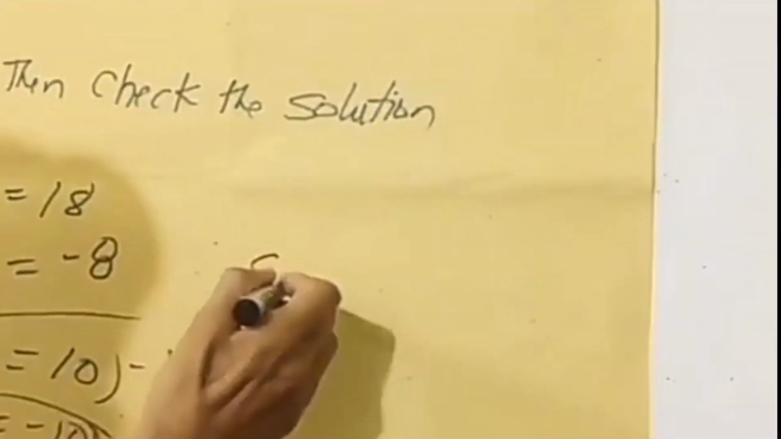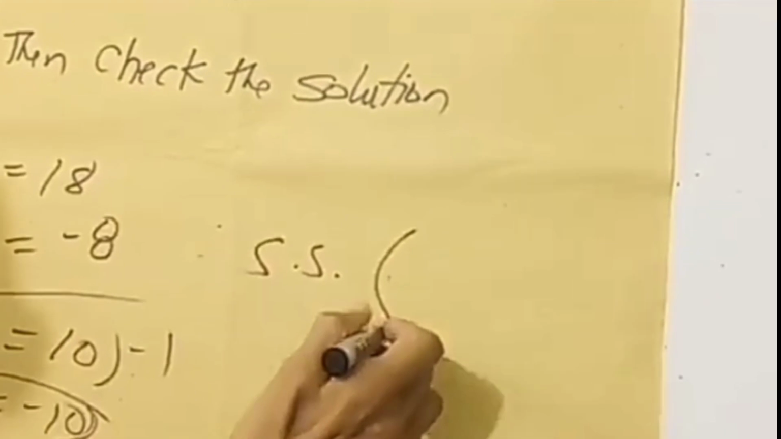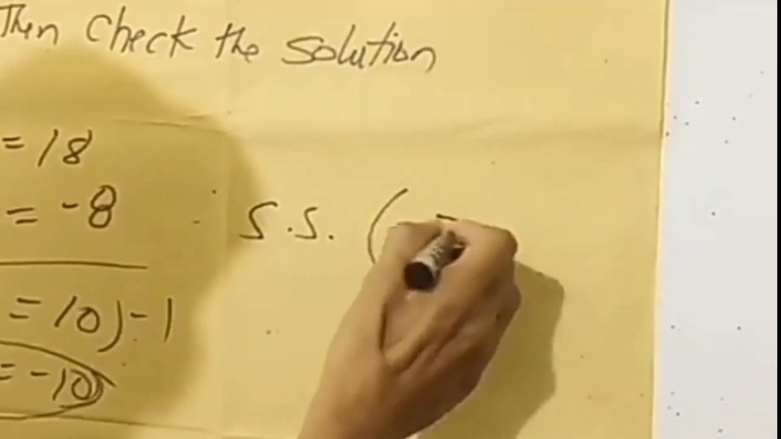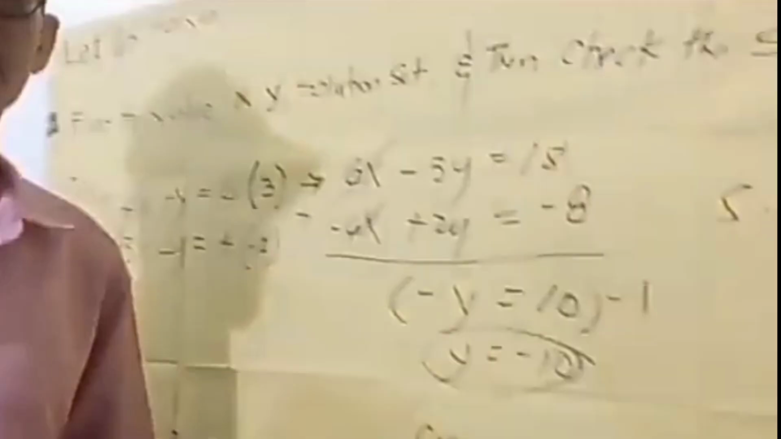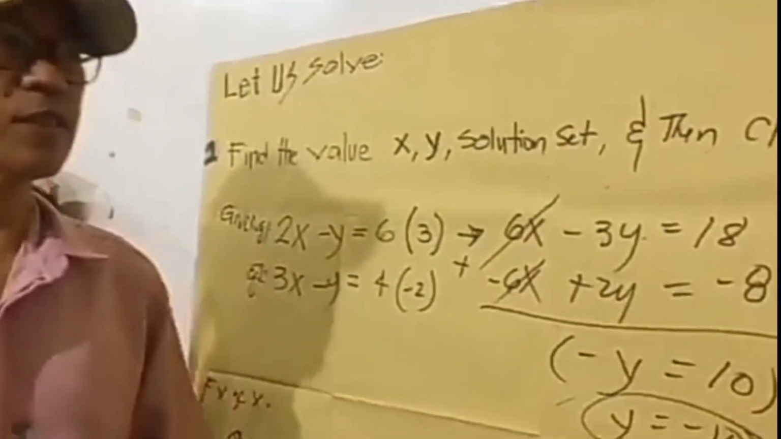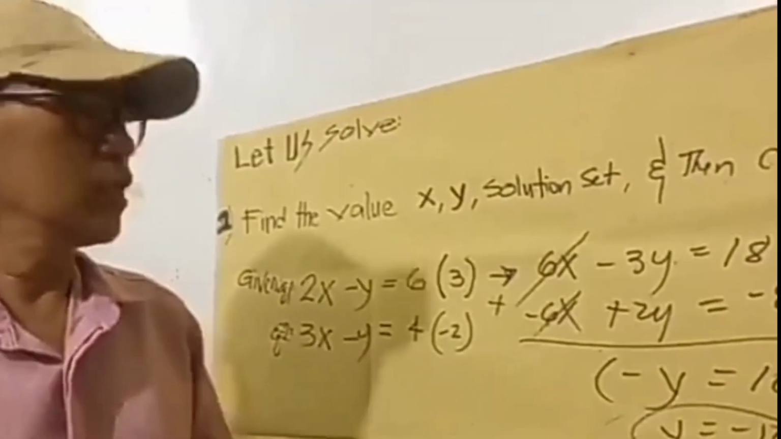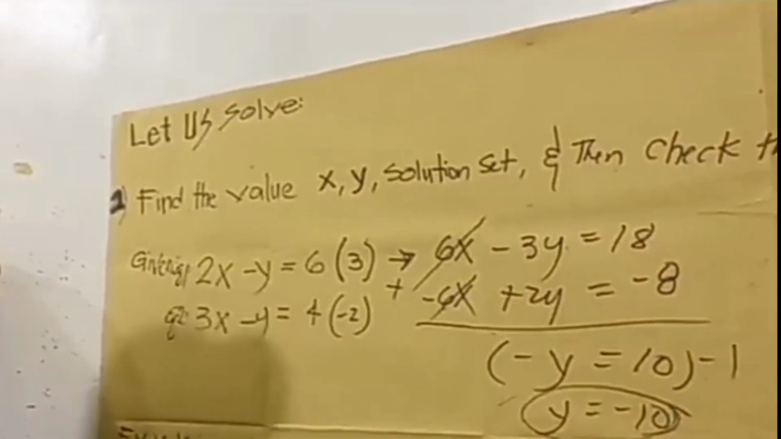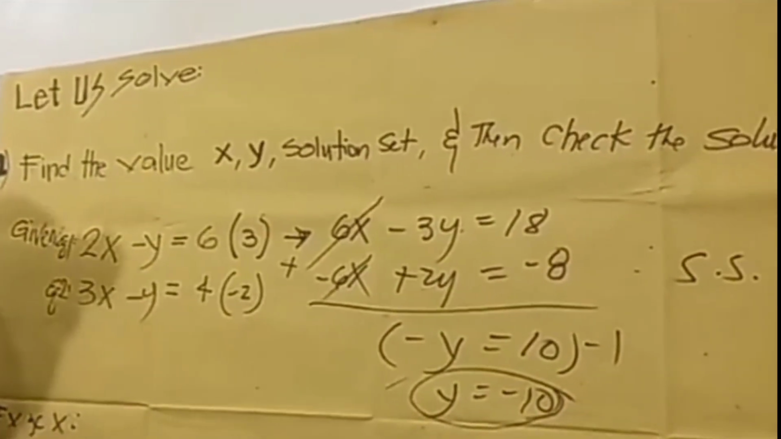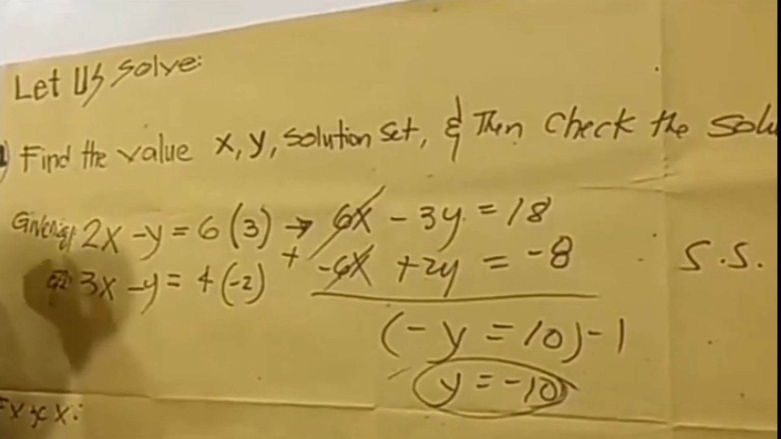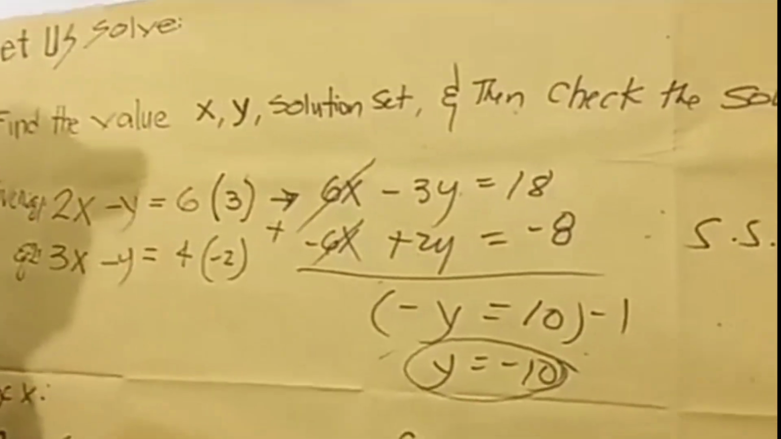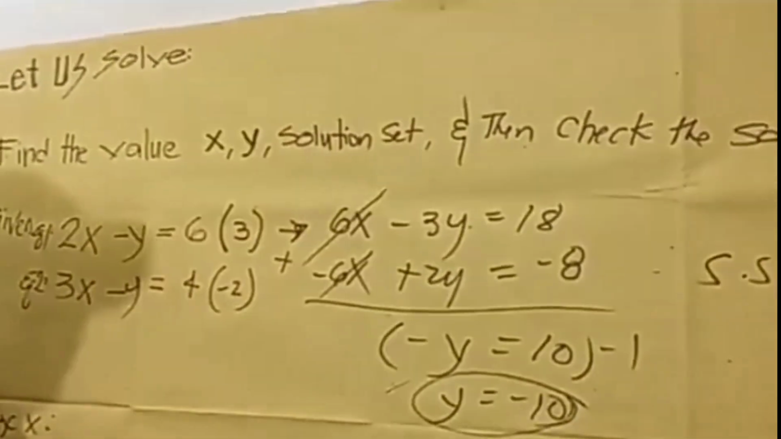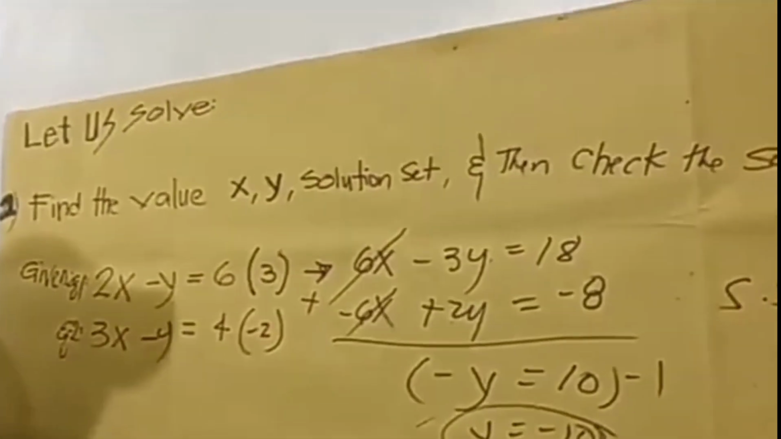So therefore, our solution set is x is negative 2 and y is negative 10. Okay, that's the end of our computation. I hope you learned the elimination method, like this simple example, for when you don't have the same coefficients that we can eliminate immediately. So therefore we look for a number, then we multiply it, and then we will have a new result of our equation.